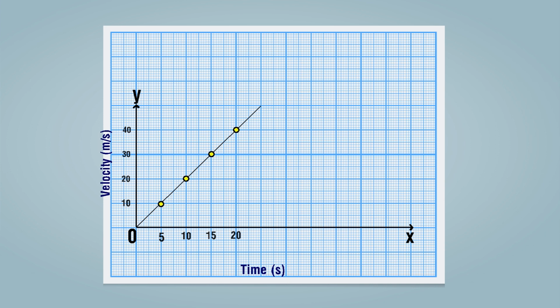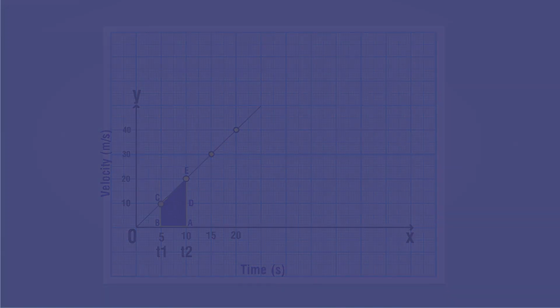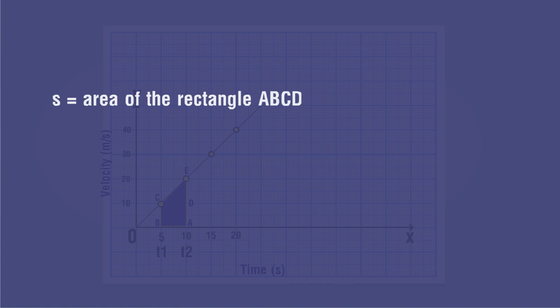B. Determination of distance moved by the object. For a given time interval, the area under the velocity-time graph gives the distance moved by the object in that time interval. The distance s traveled by the car in a time interval t2 minus t1 will be given by the area ABCDE under the velocity-time graph. That is, s is equal to the area of rectangle ABCD plus the area of triangle CDE.